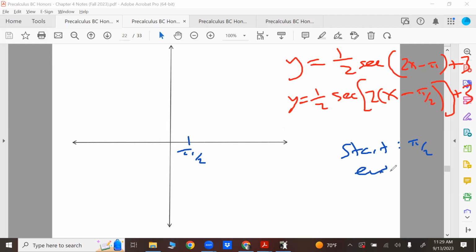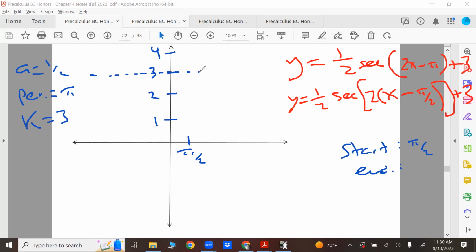You're gonna end it because your period is what? Your period's pi here, right? And your a is 1/2. And the vertical shift, the k value, is 3. So 1, 2, 3, and I'll do 4 for good measure. And we'll do a midline right here. Since the period's pi, it's gonna end at 3 pi over 2.